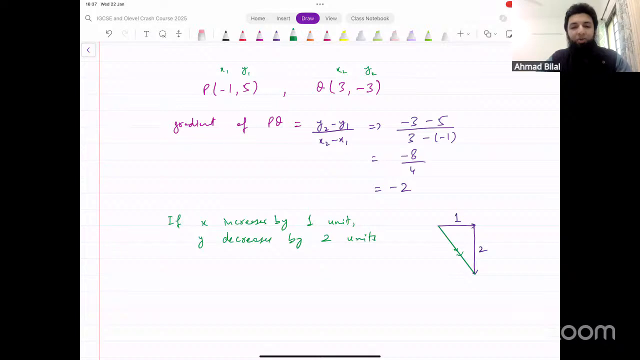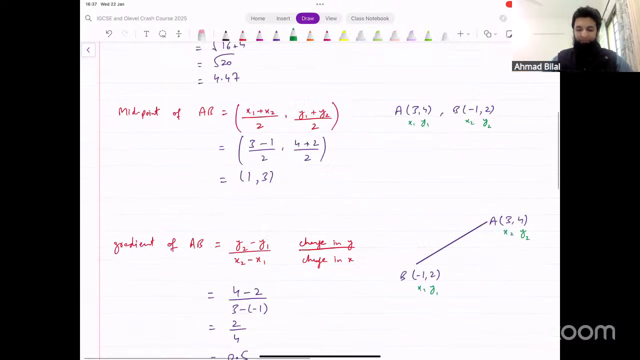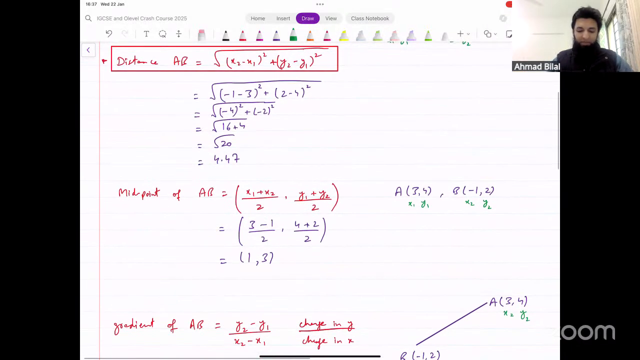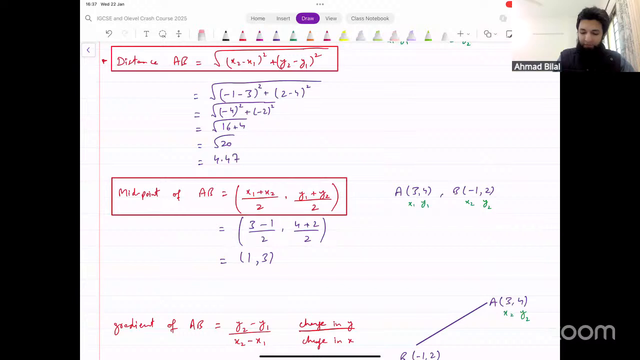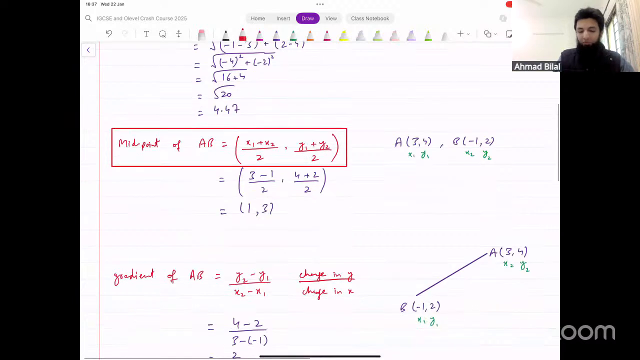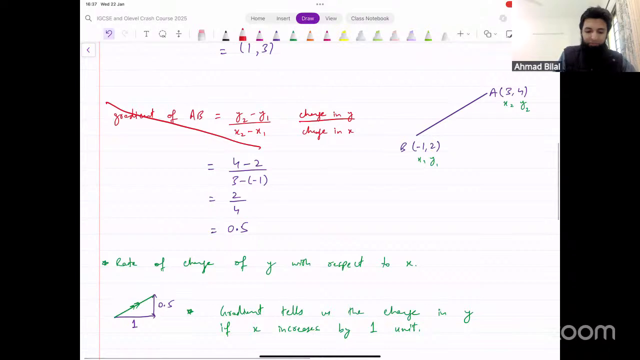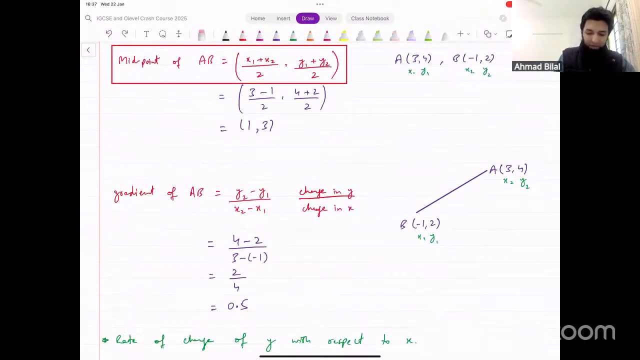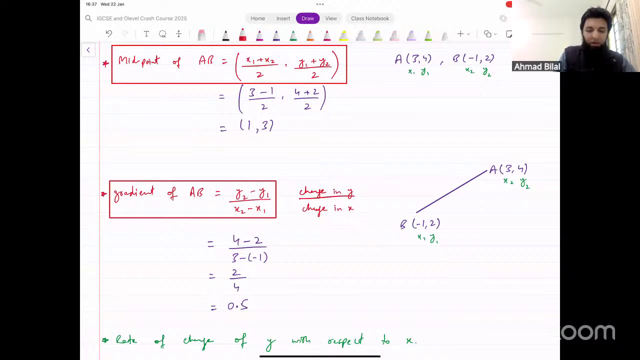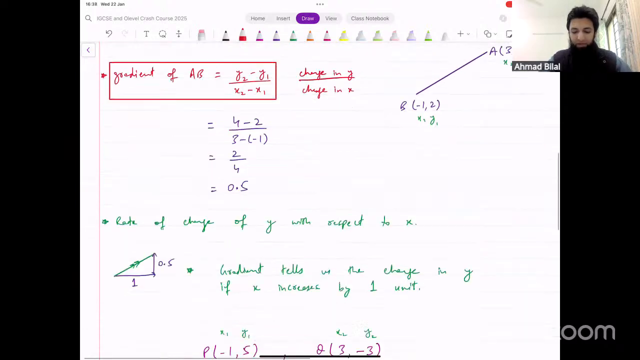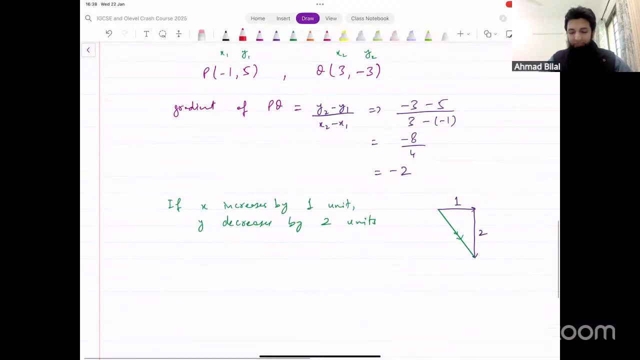Okay, so these are 3 formulas that we need to know. First of all, the distance formula: square root of x2 minus x1 whole squared plus y2 minus y1 whole squared. The midpoint formula: x1 plus x2 over 2, y1 plus y2 over 2. And then the gradient formula, y2 minus y1 over x2 minus x1, and the understanding of gradient. This will really help later on in your A-levels and in your SAT math tests as well. The interpretation of gradient is: if x increases by 1 unit, how much does y change?